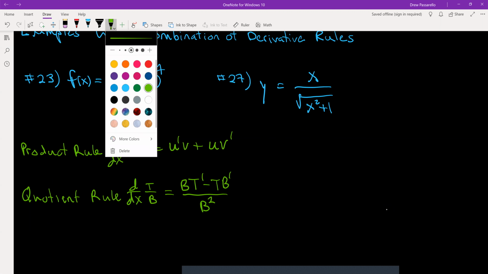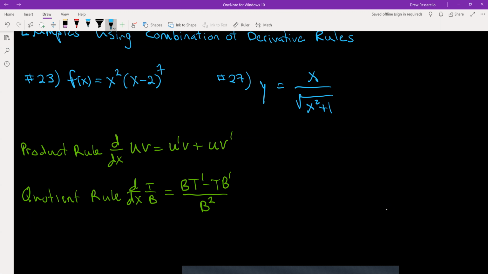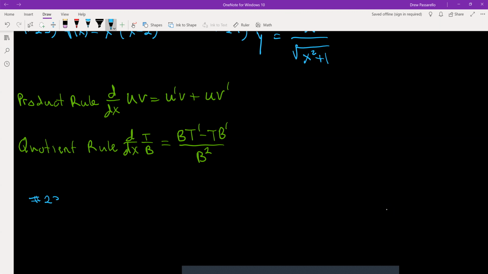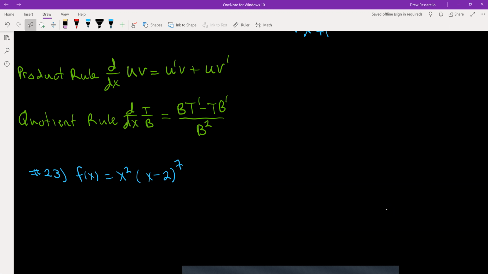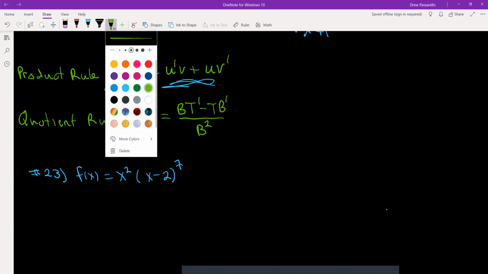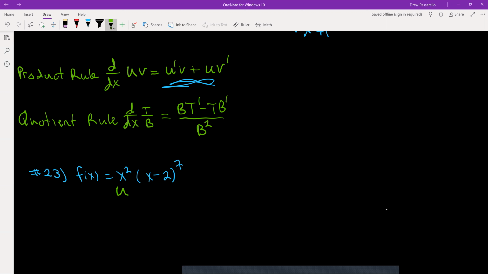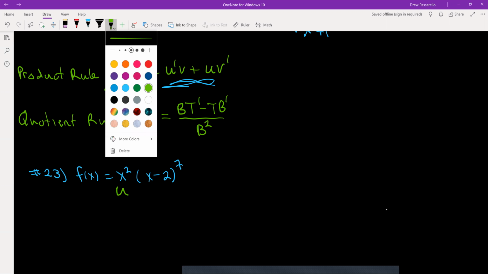Okay, so I'll work out number 23. All right, so because it's x squared times x minus 2 to the 7th power, I'm going to be using the product rule. And so I'll be using this rule. So I've got to let u and v be different things. So I'll use u as x squared, and then v is x minus 2 to the 7th.